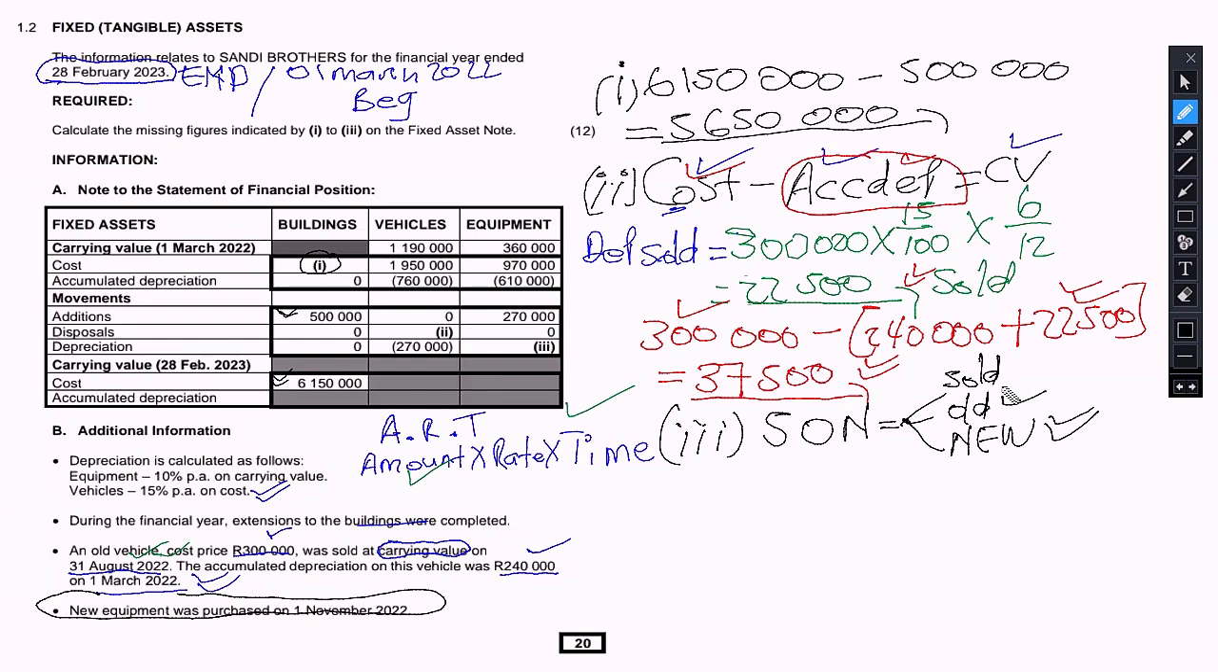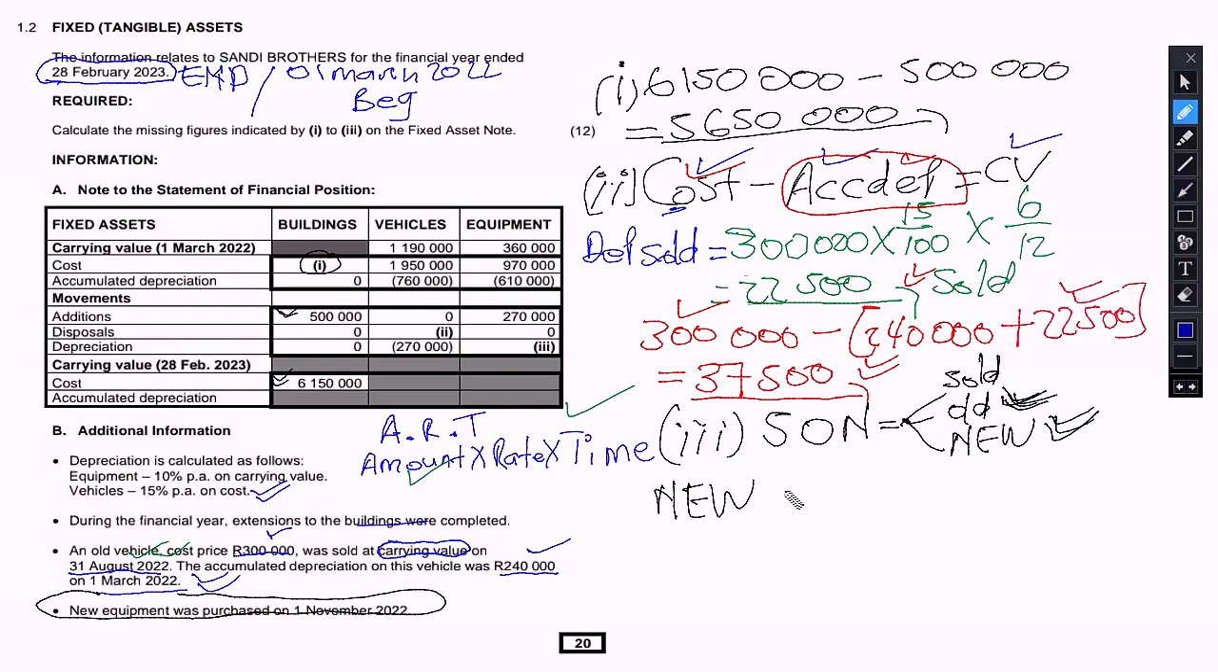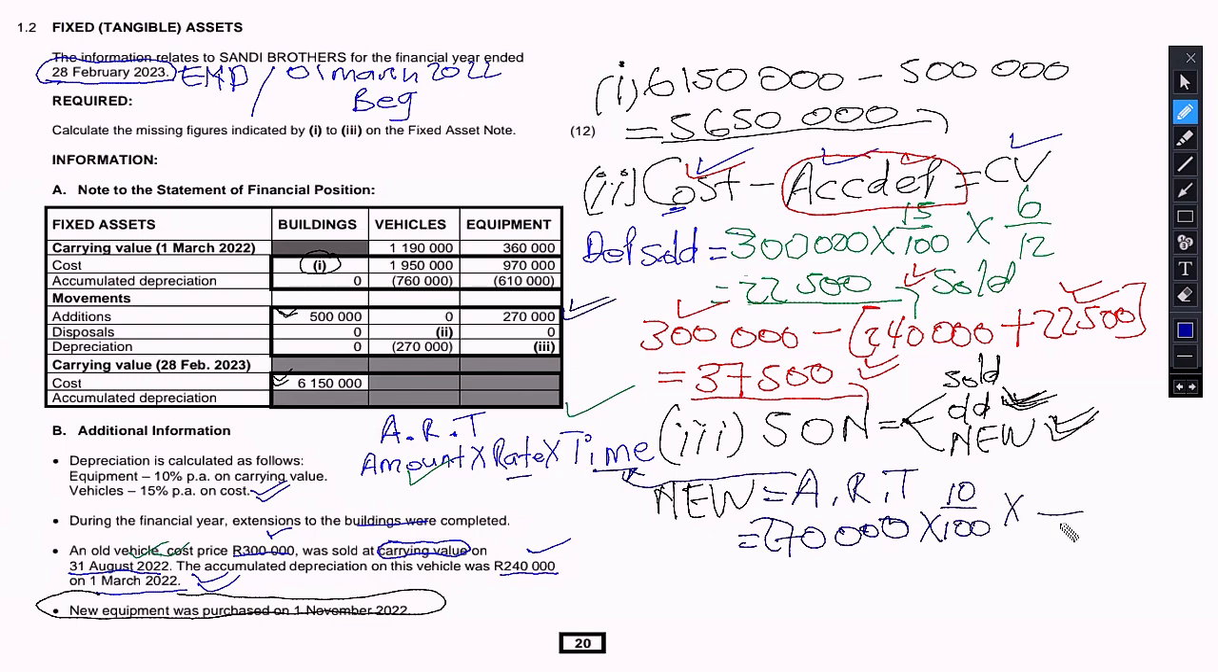We need to also calculate depreciation on old. So first it's new, then the last one is old. Let us start calculating the depreciation for the new asset first. Again, the formula to calculate depreciation on this new asset is still ART, which stands for amount, rate, and time. The amount of this new asset is given under tangible assets, which is additions at cost. You have 270,000 as your amount, then you multiply by a rate of 10%, then you multiply by your time.